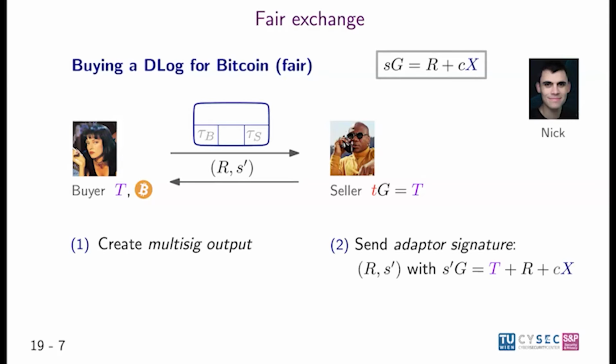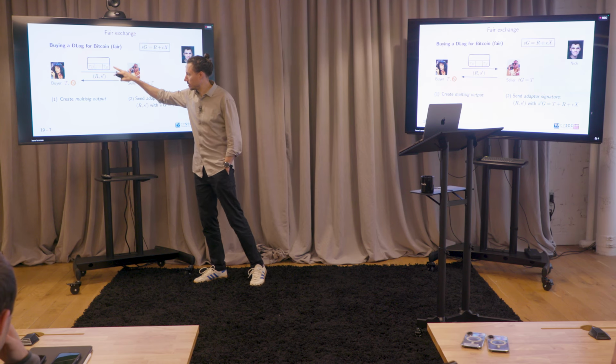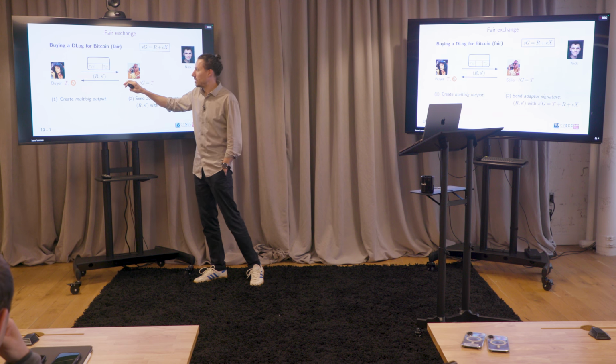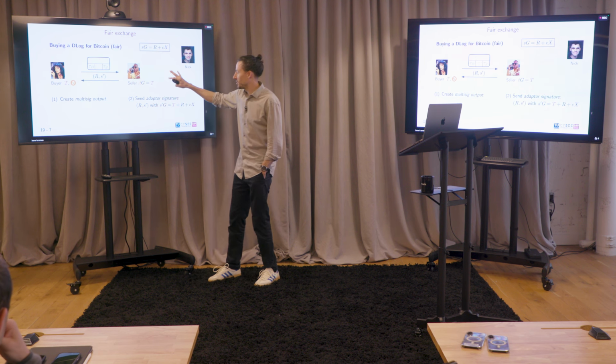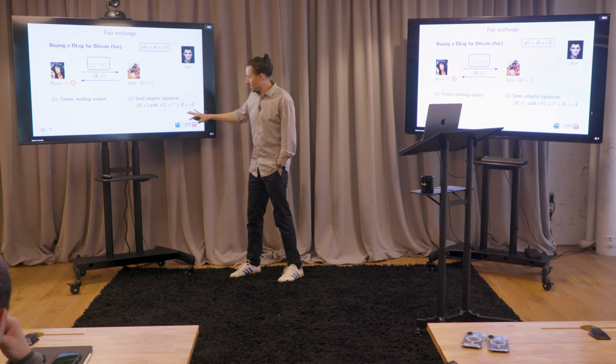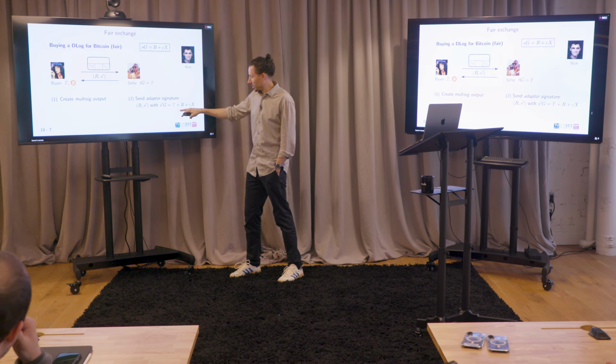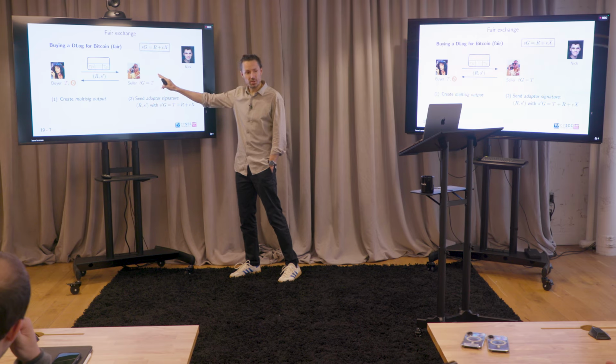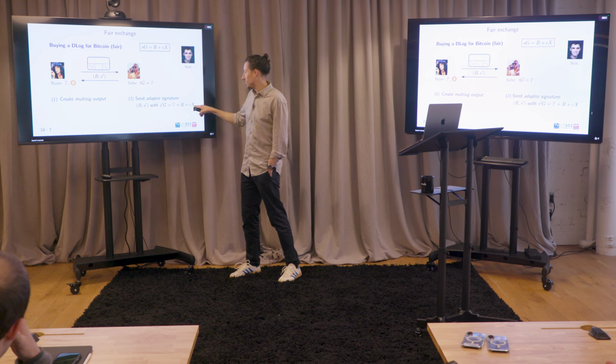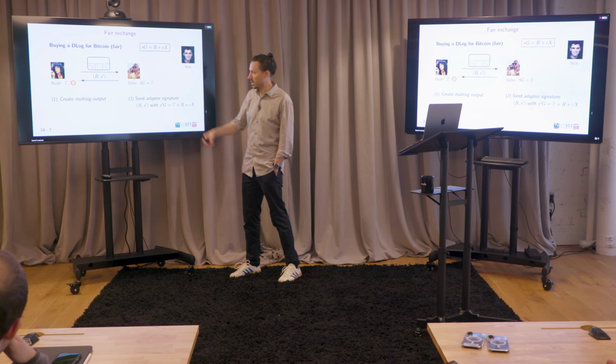Now what the seller does is it sends what's called an adapter signature. It's like a Schnorr signature, except that this value S is not S, but S prime, and it doesn't satisfy the verification equation, because otherwise the signature would be valid and no one could take the money. But it has this structure here: S prime times G equals T, the element whose discrete log should be solved, plus R plus C times X. So it sends that. Alice can check.